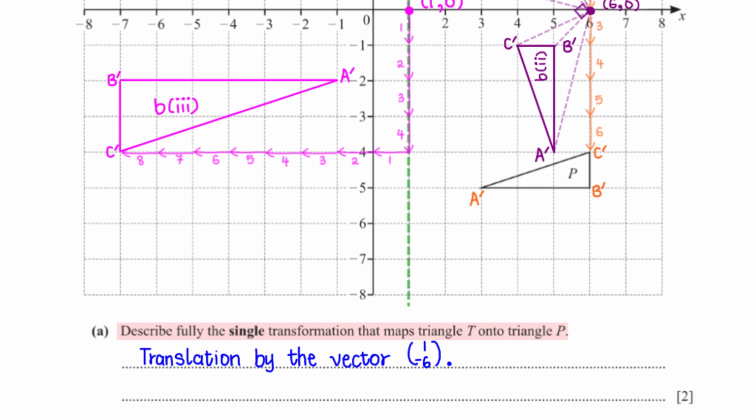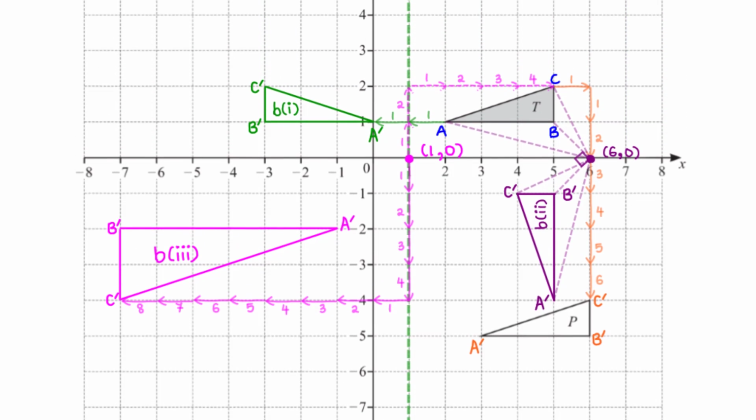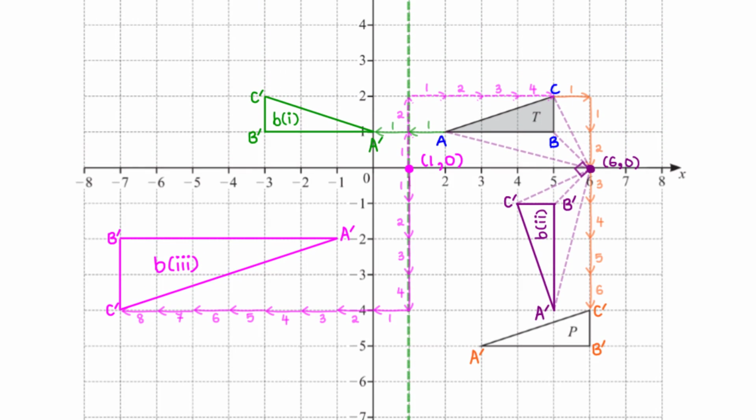Describe fully the single transformation that maps triangle T onto triangle P. When we look at both triangles, we can straight away tell that this is a translation because both triangles have equal side lengths and they have the same orientation. The only difference is they are located on different parts of the grid.